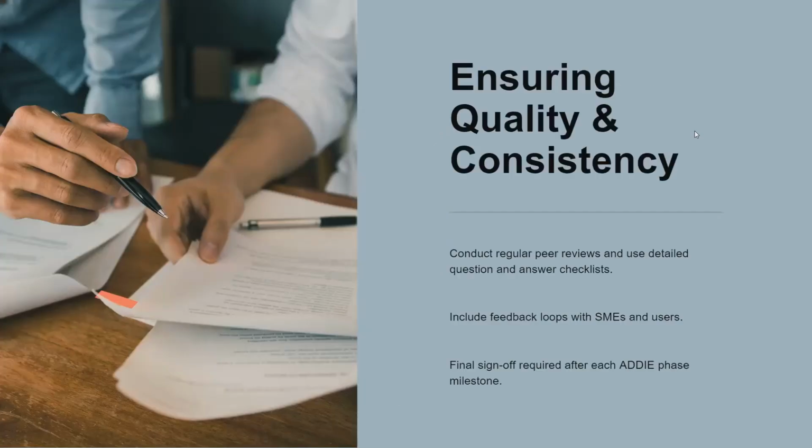To maintain quality and alignment, I would conduct peer reviews at every phase and use QA checklists to catch gaps. I would include SME and user feedback loops early and often. I would also require final sign-off after each ADDIE milestone to keep all parties informed and invested. This process supports accountability, minimizes rework, and ensures that the final product is polished and ready for learners.